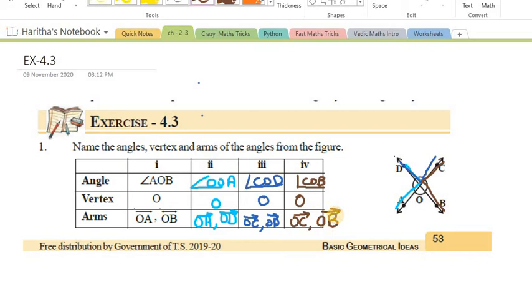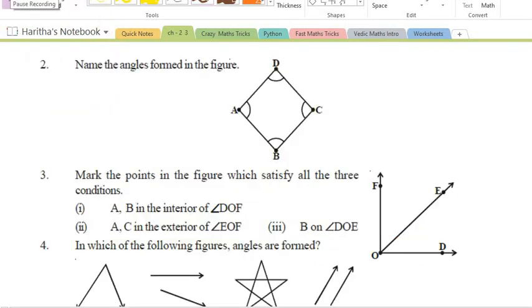Okay students, is it clear? Why didn't I draw this one? Because it is already given in the textbook. Okay, now we'll move on to the next question. Okay students, and now let us see what he has given.